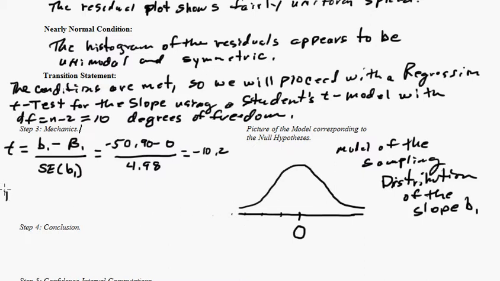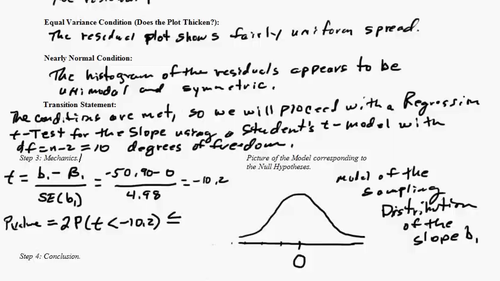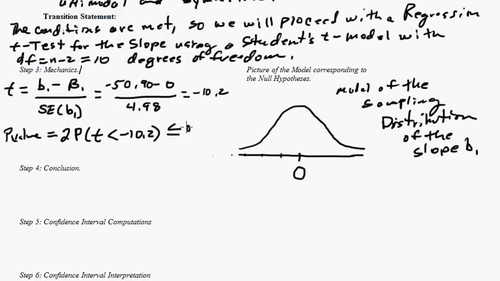Okay, so the p-value is equal to, in my case, 2 times the probability that t is less than negative 10.2. We're going to be able to get that from the computer output. Here's the p-value right there. It's going to be less than 0.0001. So there's not much we have to do to the model here to draw it out.